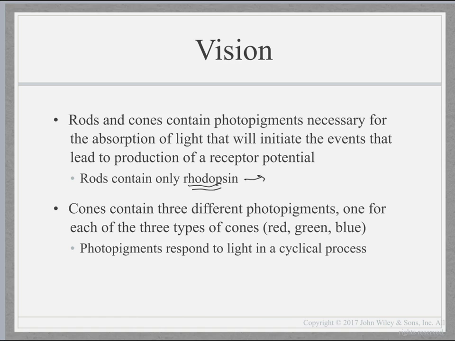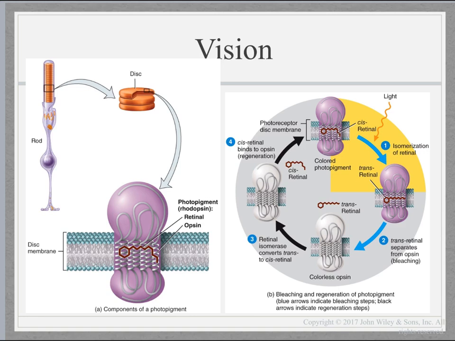Now again, cones contain 3 different photopigments, one for each of the 3 types. Remember our differentiation of red, green, and blue. Photopigments respond to light in a cyclical process. And this is what we're going to examine in our next slide. So we're going to examine this cyclical process.